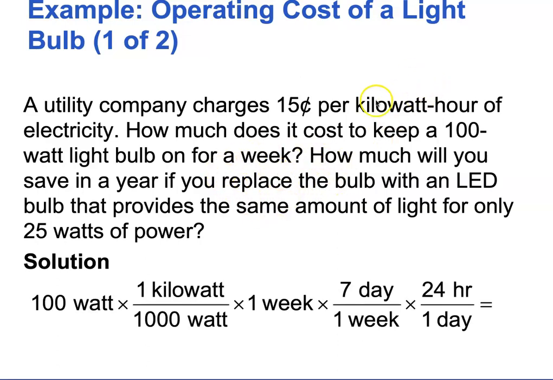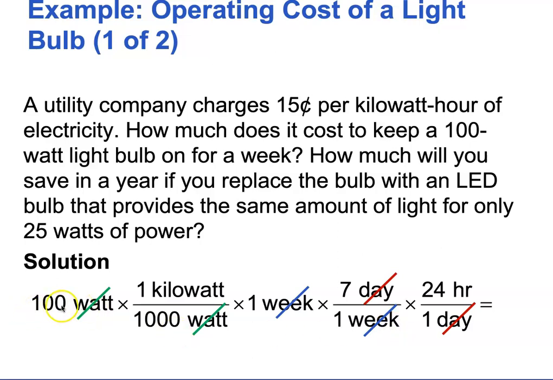All right, if you'll go back up here, the first question they ask is how much does it cost to keep a 100-watt light bulb on for a week? So we have a 100-watt light bulb. You have to change it into kilowatts. Remember kilo, we have to put that in there. 1 kilowatt is 1,000 watts, so that would cancel watts. Then we're going to say for a week, so you're going to multiply by a week. Well, a week is 7 days per week. And then you have to do it per hour because it's kilowatt hours. Since we're canceling days, it's 24 hours in a day. So your watts canceled, your weeks canceled, and your days canceled.